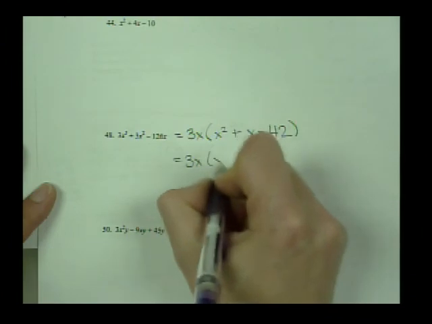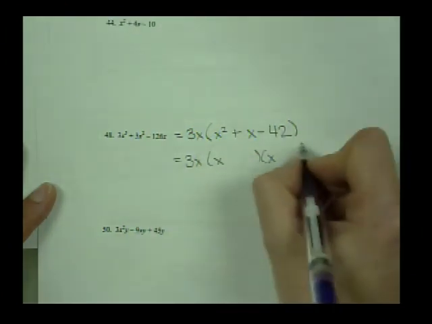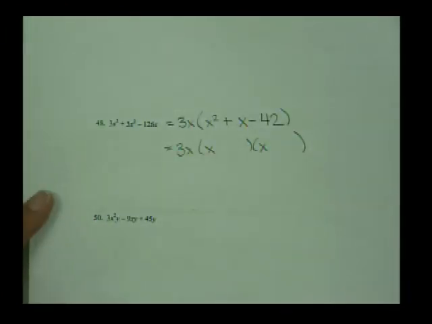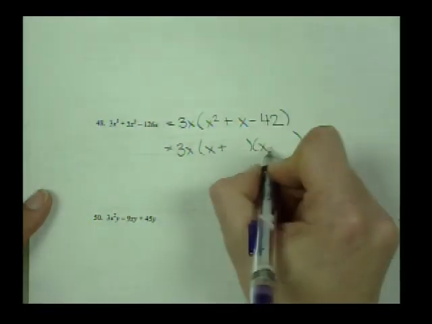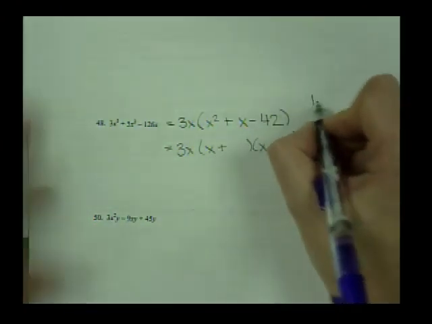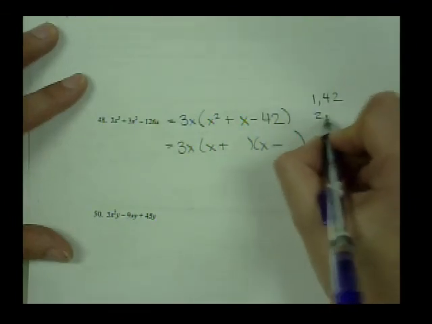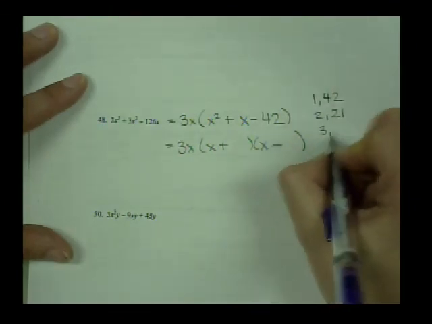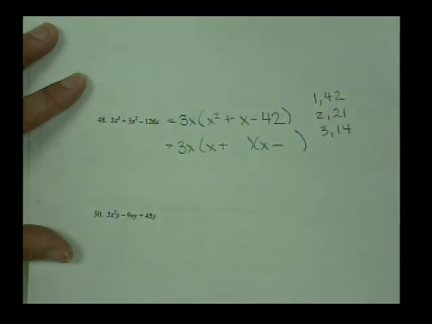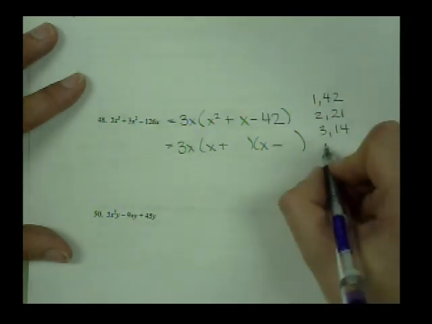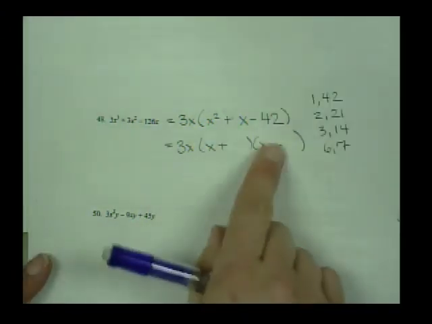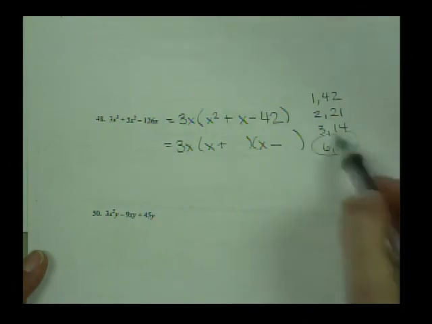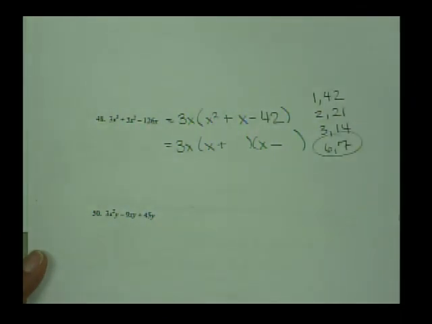So that's going to be x and x. What are our signs? Plus and minus. Okay, the ways to factor 42: 1 and 42, 2 and 21, 3 and 14, 4 doesn't go in, 5 doesn't, 6 and 7. And we want our factors to add up to what? 1. And 1's positive and 1's negative. So the only way is 6 and 7. And which one should be positive? The 7.